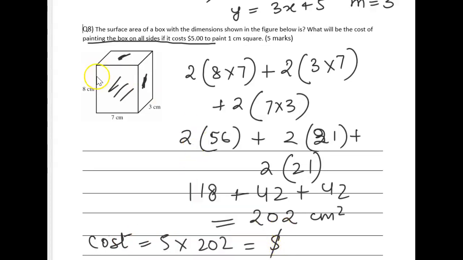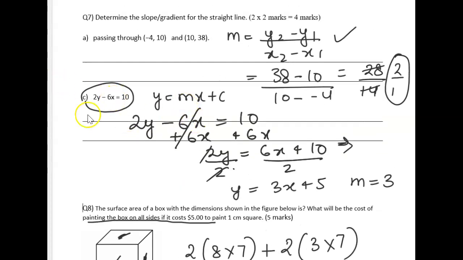So that's pretty much it. So please make sure you practice surface area questions. You practice finding the slopes. Okay, this formula is very important. y2 minus y1 over x2 minus x1, and y equal mx plus c. So if your equation is not in this form, you change it to this form, okay?